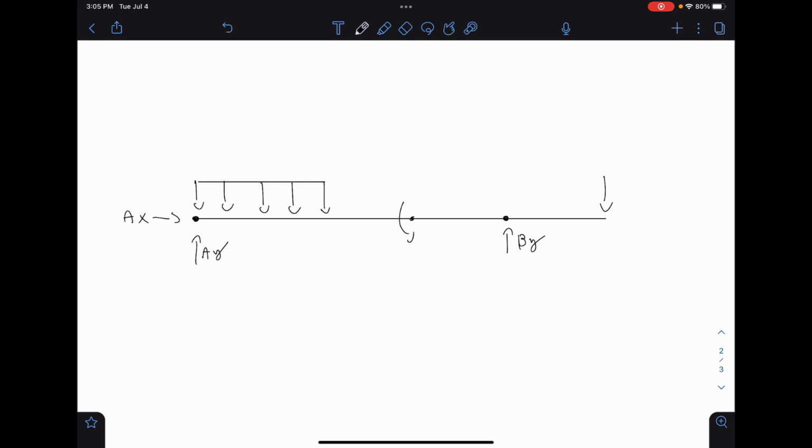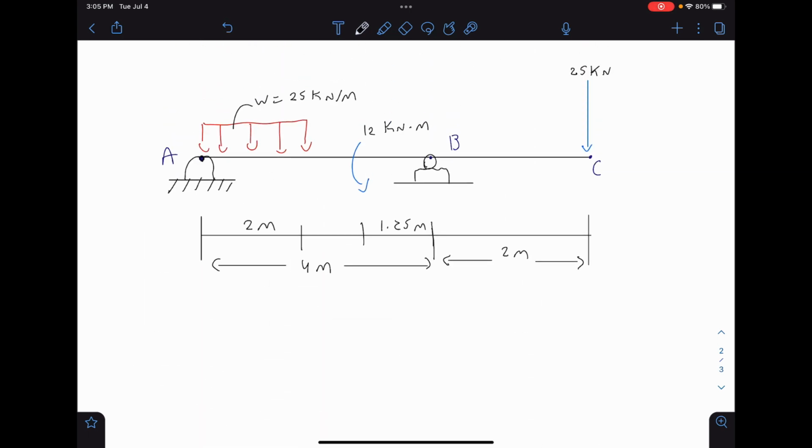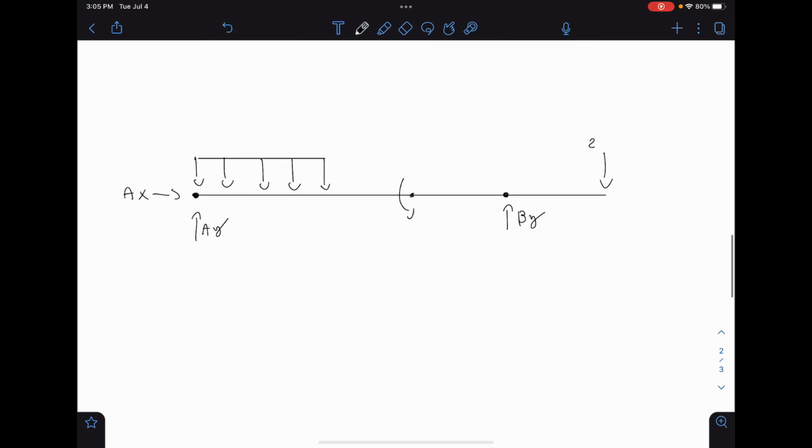So let's add the magnitudes. So we have 25, 12, and 25. So our point force is 25 kilonewtons. We have 12 kilonewtons per meter here, because this is a moment, not a point force. This is a moment at this point, and call this point at the end here C. And our distributive loading was 25 kilonewtons per meter. So now that we've replaced our supports with their reactions, let's replace our distributive loading with a point force.